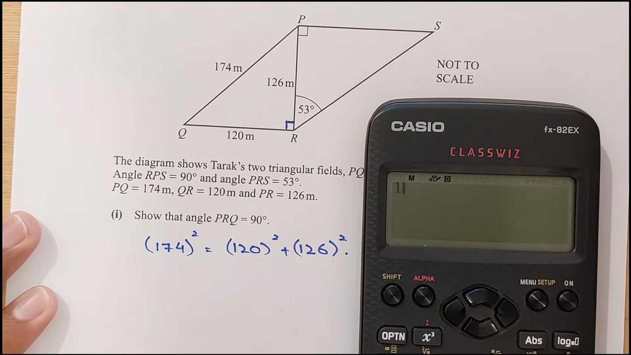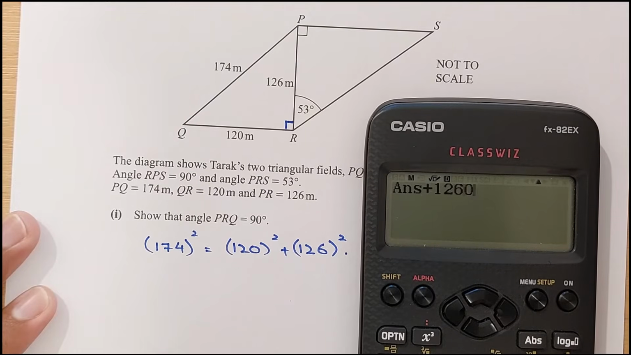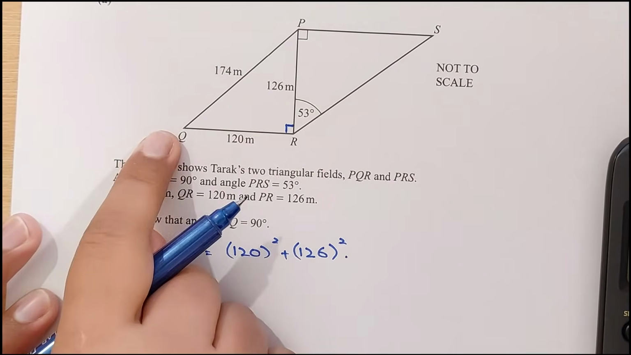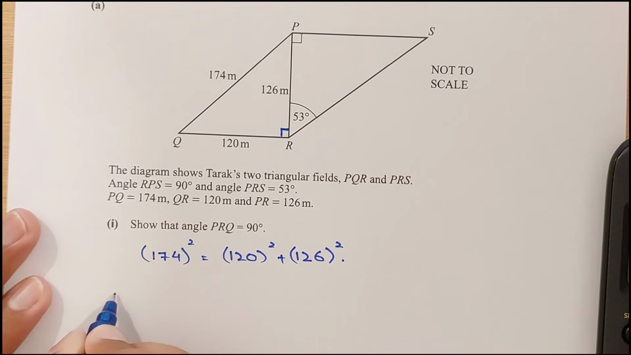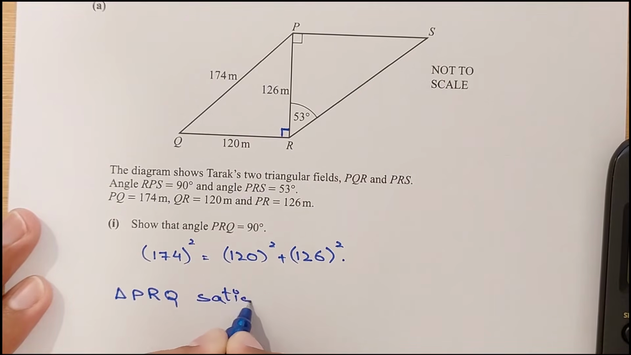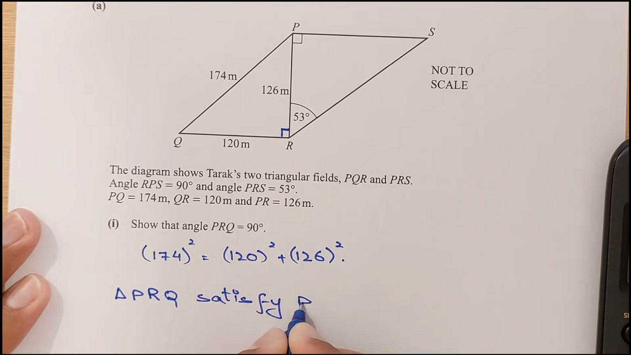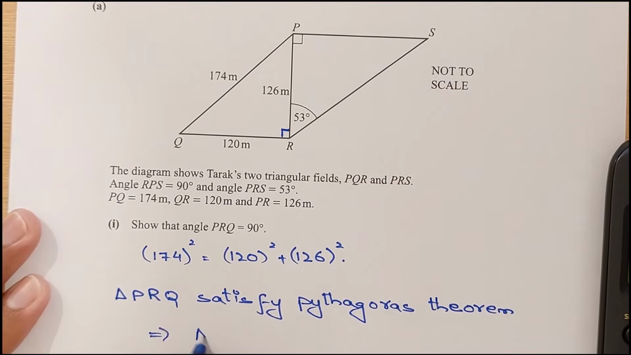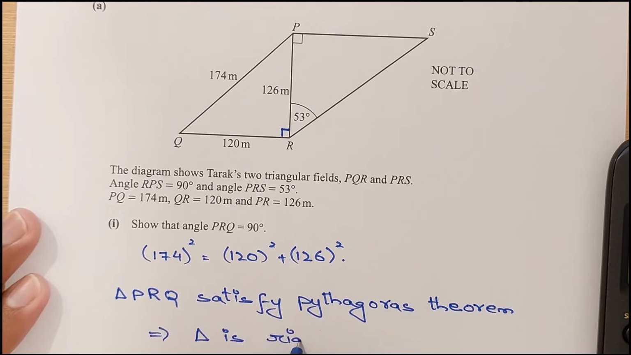Okay, so let me do 120 squared plus 126 squared, right? And doing a square root, that is 174. So both are the same. So this is a right angle triangle. So now we can say that triangle PRQ satisfies the Pythagoras theorem, right? This implies the triangle is a right angle triangle.